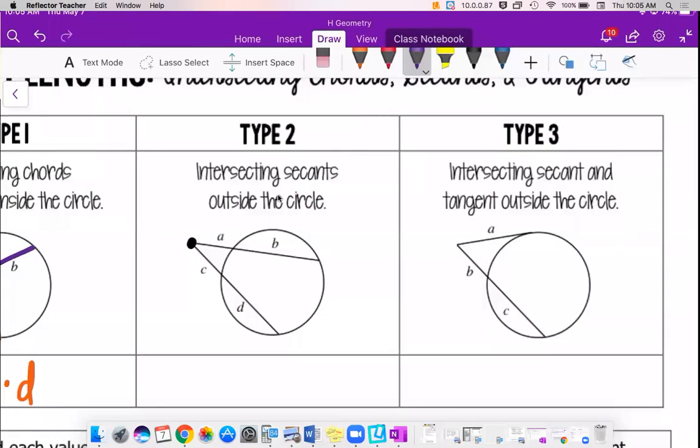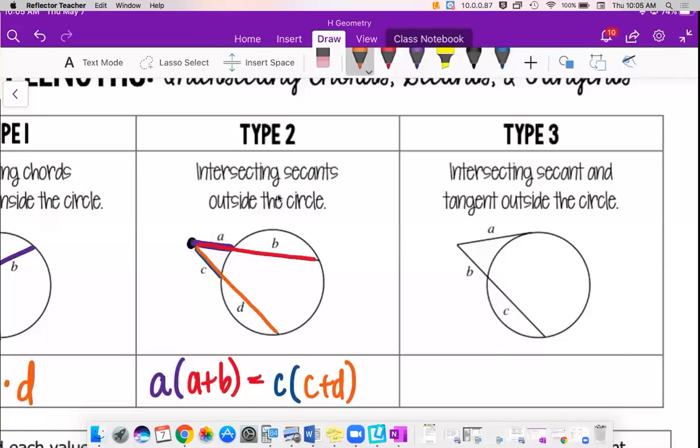Okay, so in this one, your formula is the part on the outside, so A times the entire secant that you have. So it's A times A plus B is going to equal, and then it's the same thing on the other side, C times the whole thing, C plus D. And then that's going to be the formula you use. So again, it's the matching parts and then just remembering your formula.